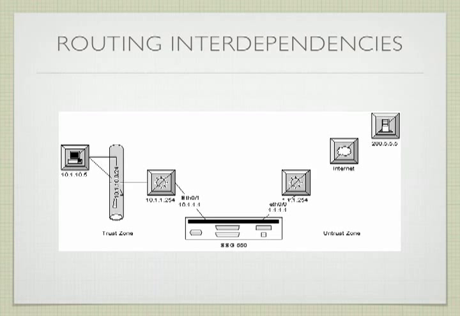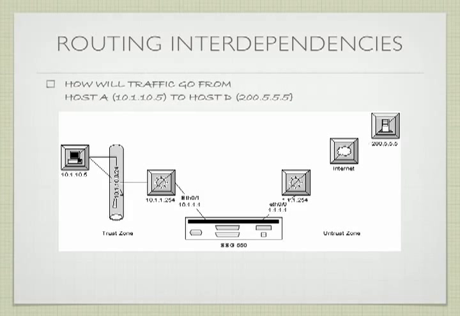Okay, routing interdependencies. Let's take a look at how host A is going to communicate with host D. So A is our 10.1.10.5 in our internal network, and host D is our web server 20.5.5.5 on the internet.